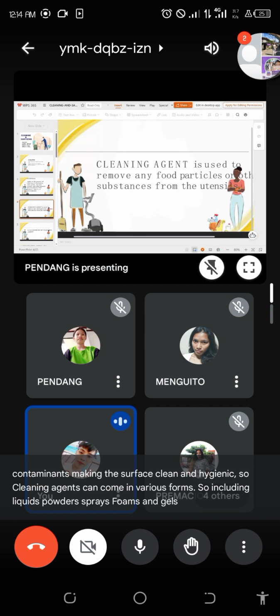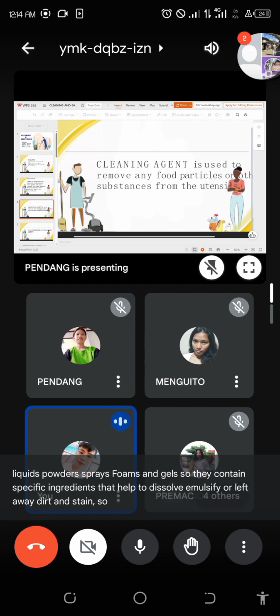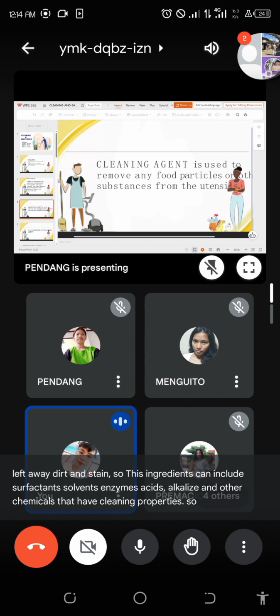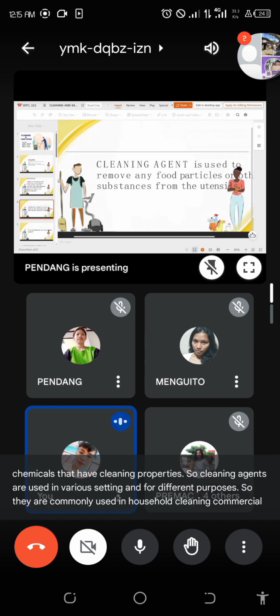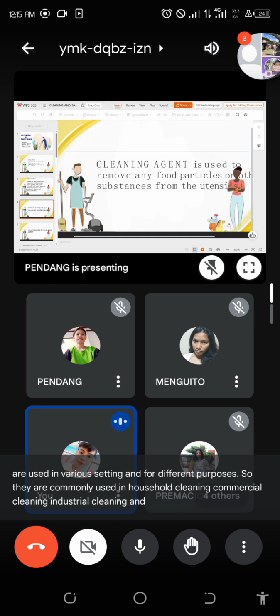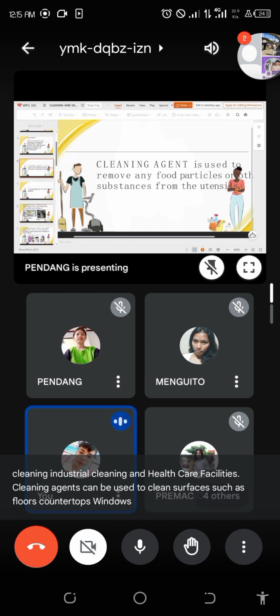They contain specific ingredients that help to dissolve, emulsify, or lift away dirt and stains. These ingredients can include surfactants, solvents, enzymes, acids, alkalis, and other chemicals that have cleaning properties. Cleaning agents are used in various settings and for different purposes. They are commonly used in household cleaning, commercial cleaning, industrial cleaning, and healthcare facilities. Cleaning agents can be used to clean surfaces such as floors, countertops, windows, appliances, furniture, and more.